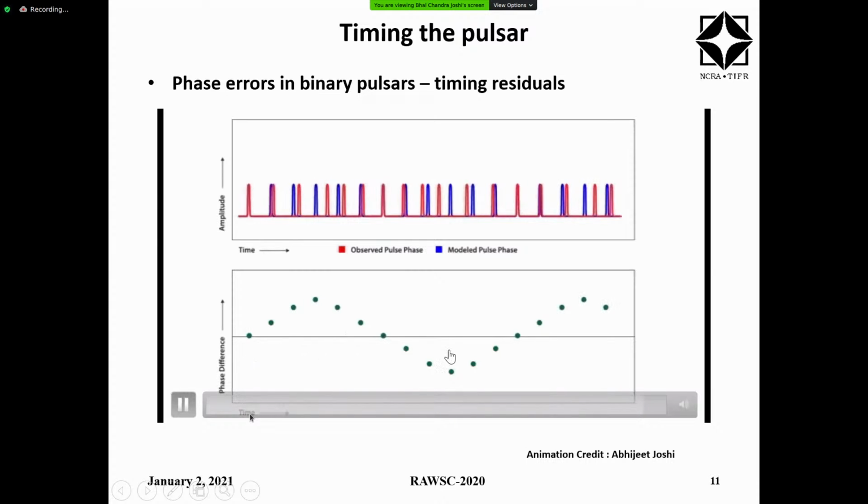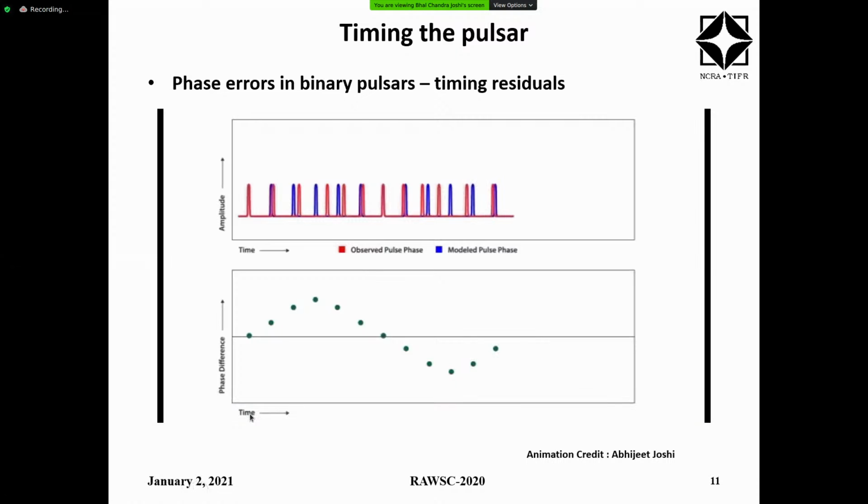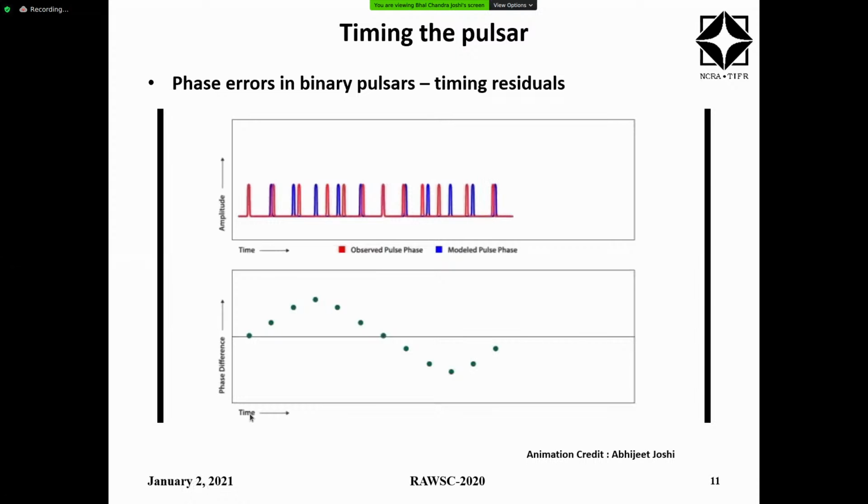And you see that because of the binarity of the pulsar, this phase residual or timing residual is actually having a sinusoidal kind of behavior. If I can fit this sinusoidal behavior with a Keplerian model, I can extract all the binary parameters of this pulsar. So pulsar timing, which I explained earlier also, is a very powerful technique of extracting information from a pulsar system. And it is this technique which enables us to detect gravitational waves, as I will explain a little later.